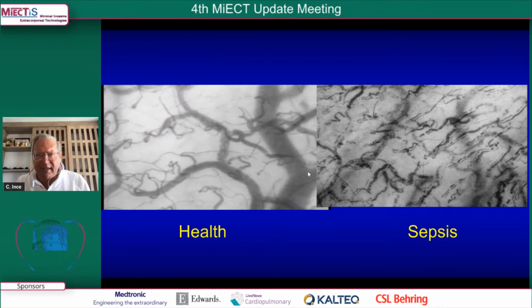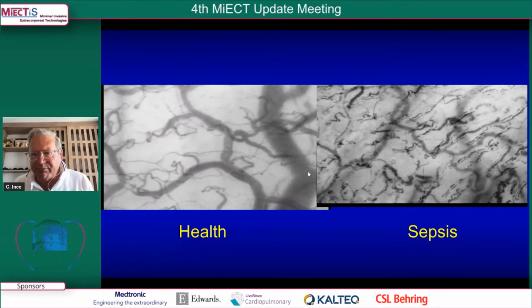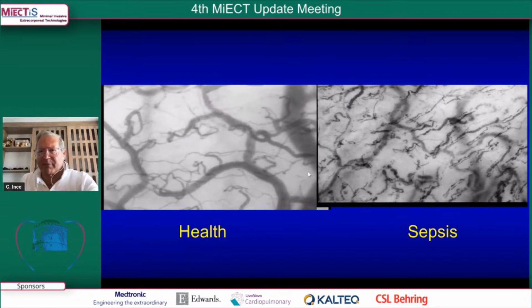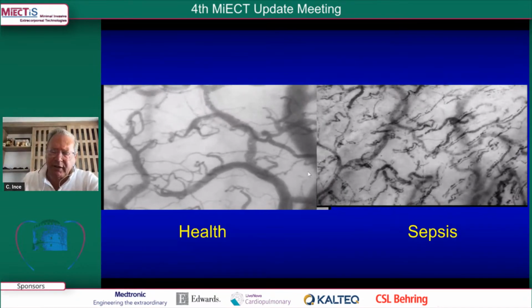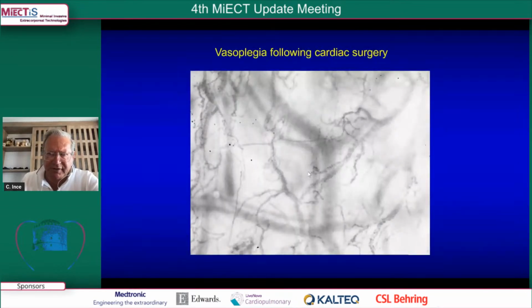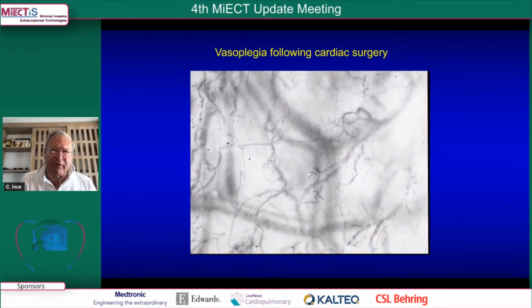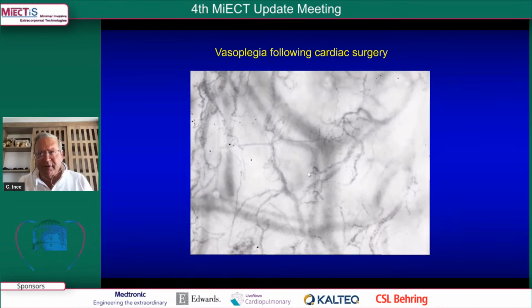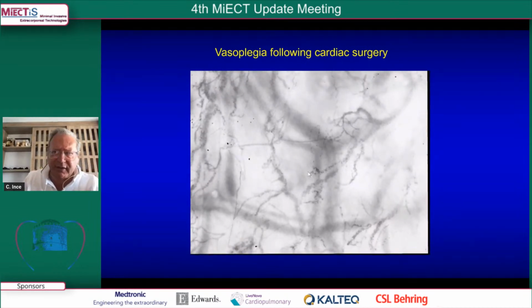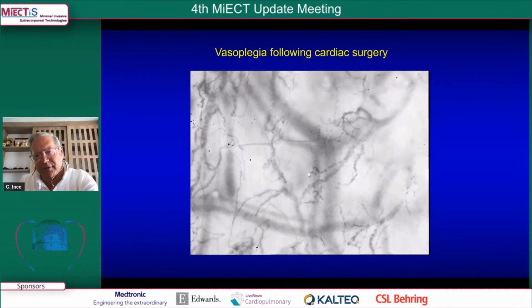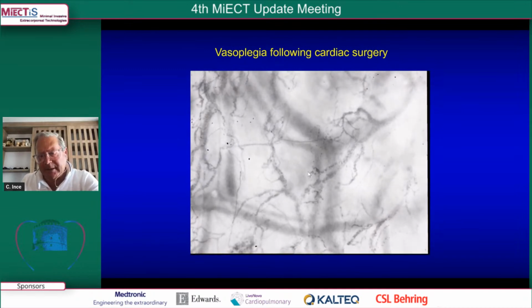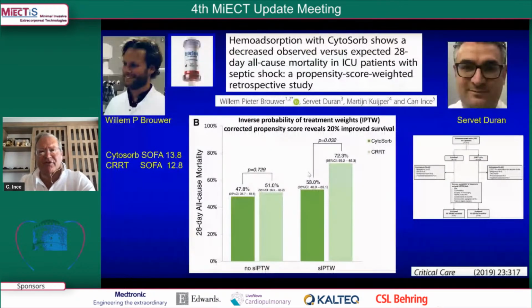So if we look now at sepsis, here seen in the healthy, and here you can see sepsis, you can see with all of these plugged vessels, again, why the tissue oxygen extraction is down in sepsis, and that this is one of the main causes of organ failure in septic patients in the ICU. And vasoplegia following cardiac surgery looks very much the same. And conceptually, the two are very similar, also caused by the enhanced levels of cytokines being produced by the ischemia reperfusion and the plastic piping in the extracorporeal circuit.